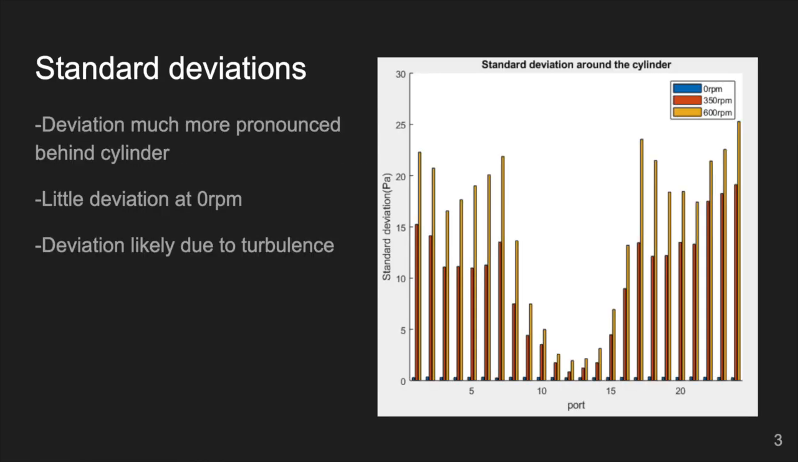Looking at the standard deviations across all of the pressure ports, there is a fairly noticeable dip right around the leading edge. This is likely because at the front half of the cylinder the flow is fairly laminar, whereas once it detaches there's much more turbulence going on, leading to a much higher standard deviation across the ports as the vortex shifts back and forth.